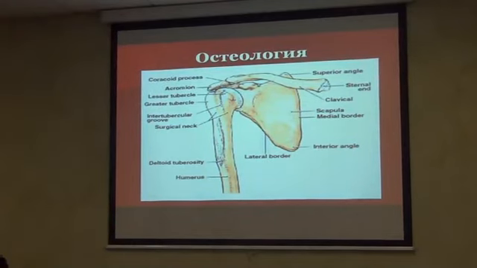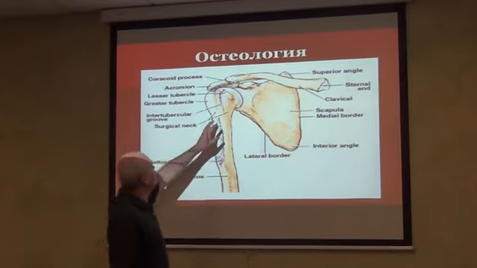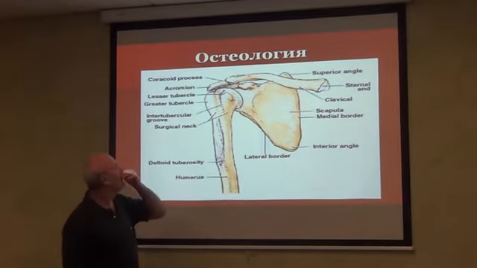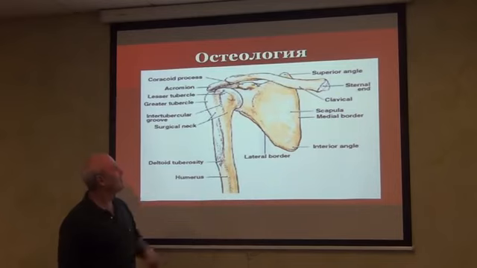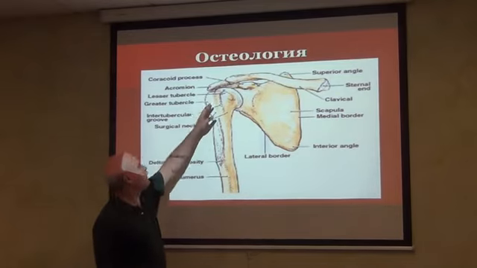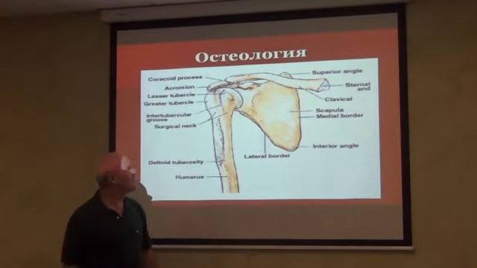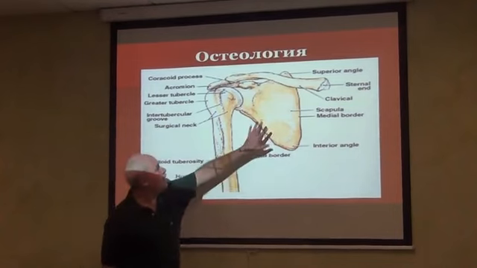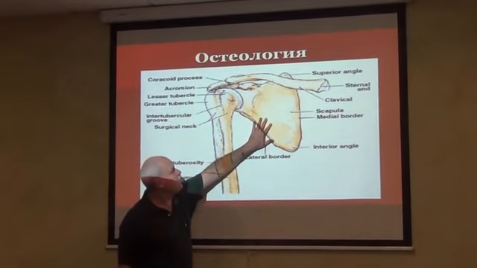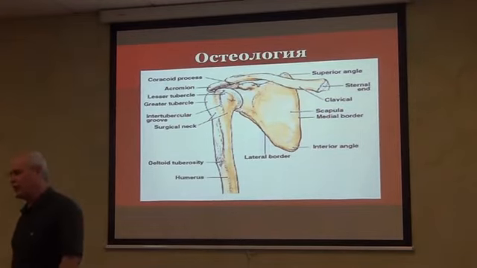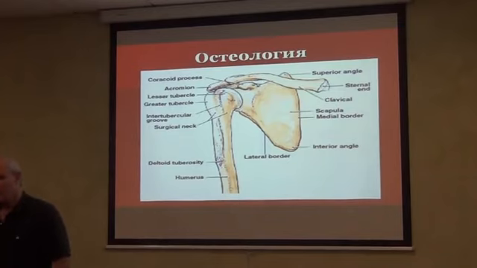Okay, we have many joints. We have a glenohumeral joint, an acromioclavicular joint, a sternoclavicular joint, and a joint between the shoulder blade and the thorax cage.